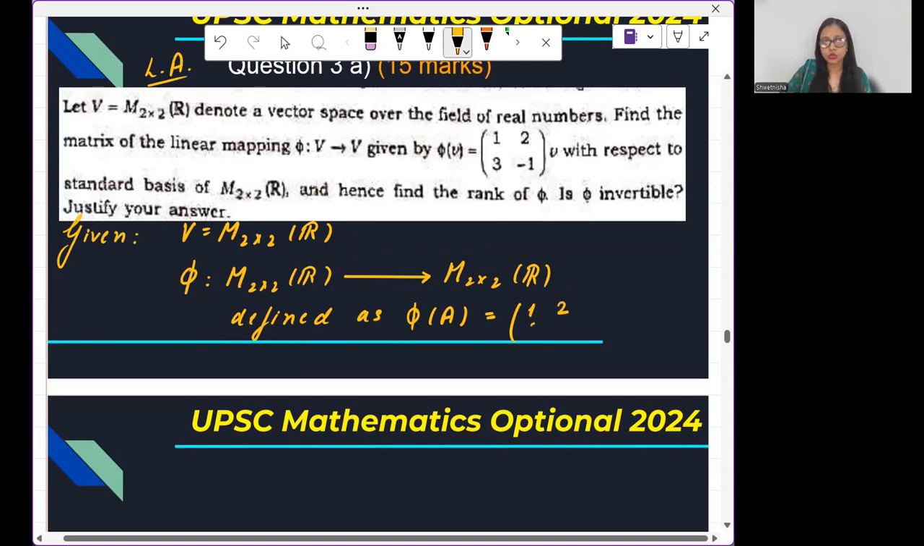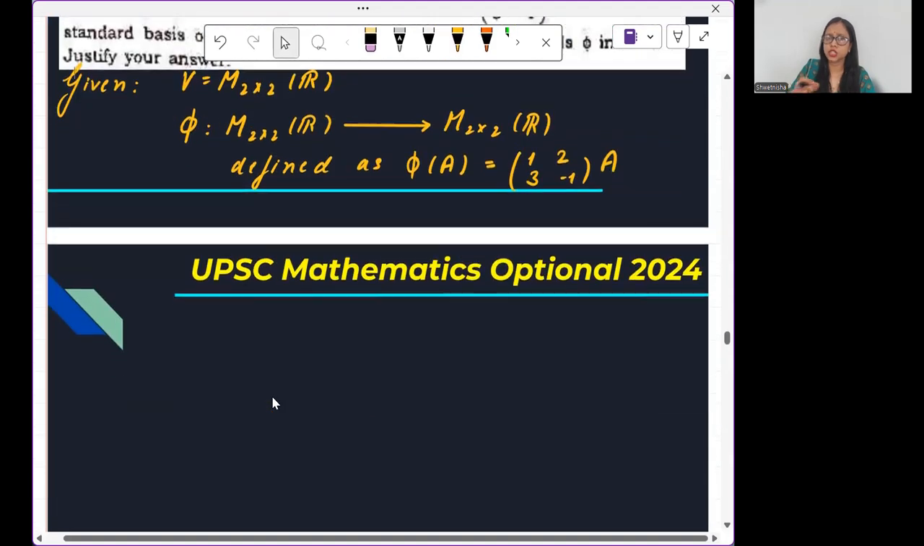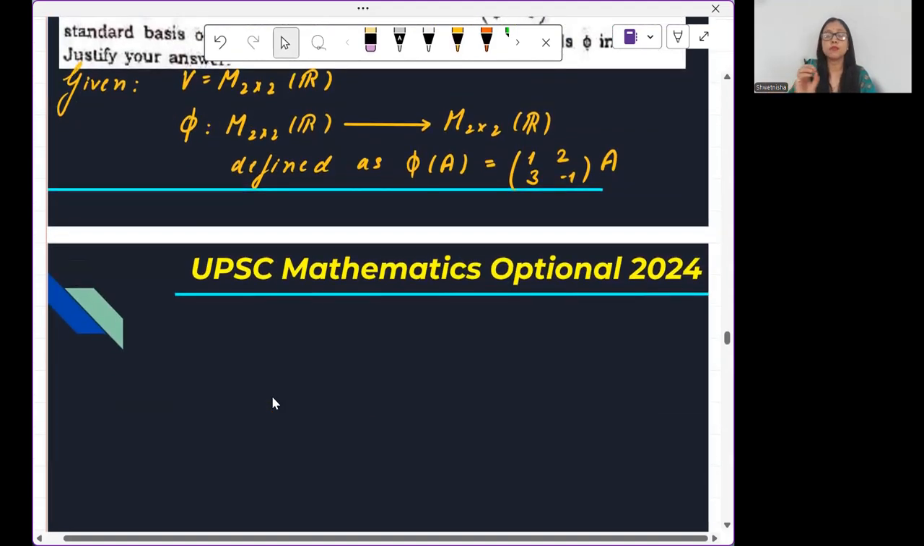It's 1, 2, 3, minus 1 times A. This is the matrix. This is the transformation. We know that a transformation can be reduced to a matrix. It says find out that matrix with respect to the standard basis. So this is the easiest one. Standard basis, just apply. M2 cross 2R can be easily compared with R4 because it has 4 real numbers, A, B, C, D.